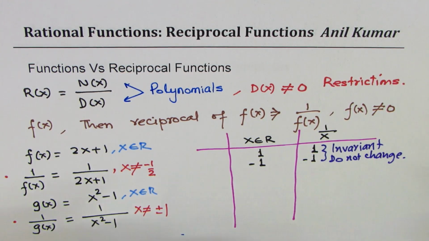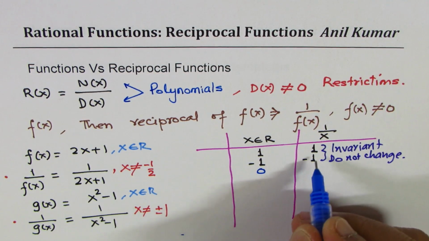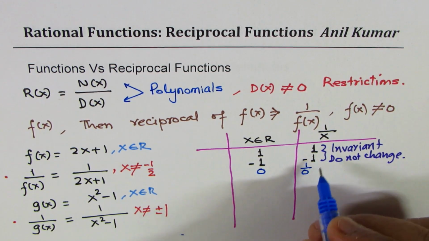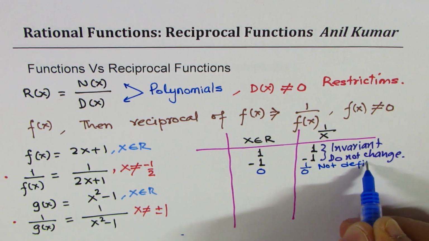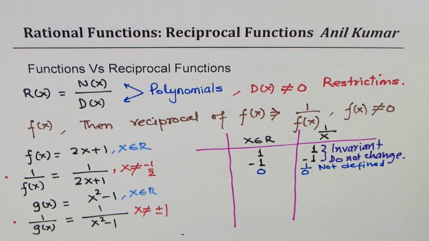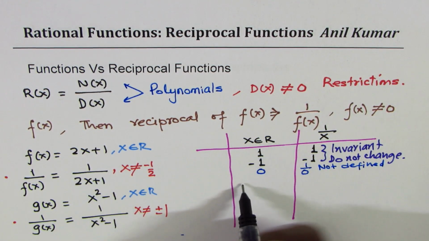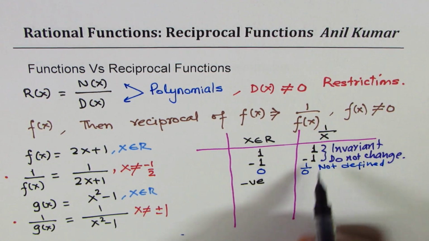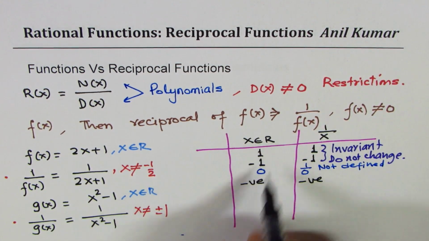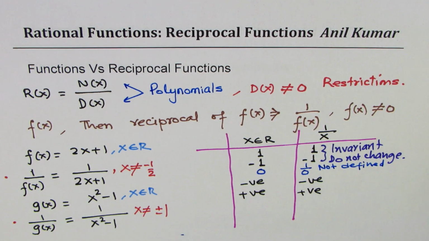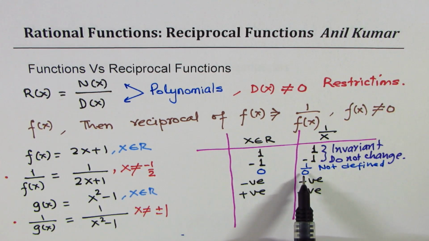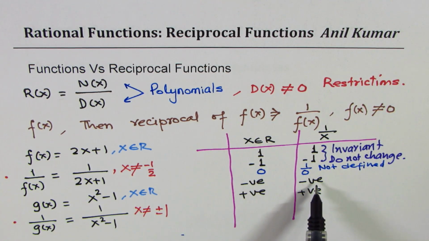Now, if I have a value 0 for x, then here it becomes 1 over 0, which is not defined. Correct? If x is any negative number, then 1 over x is also negative. If x is a positive number, 1 over x is always positive. Clear? For 0, it may not be defined, but for negative, the reciprocal is negative. For positive, the reciprocal is positive.